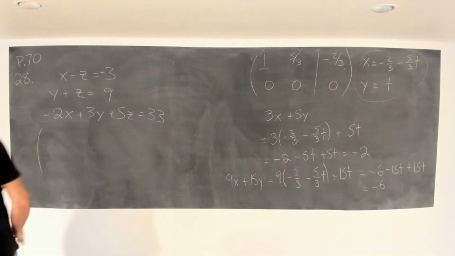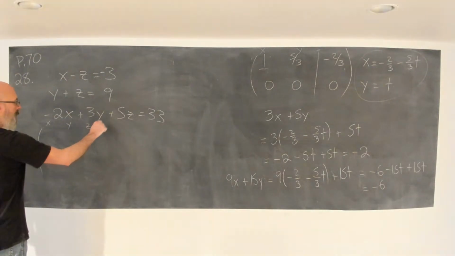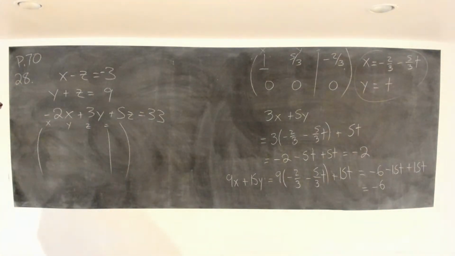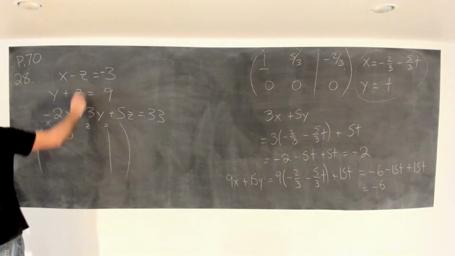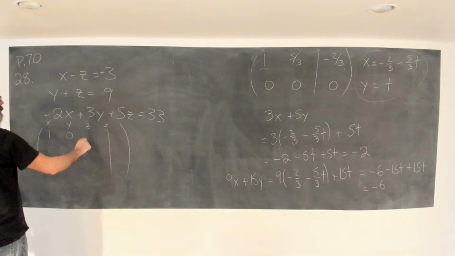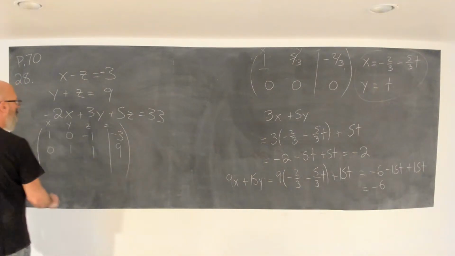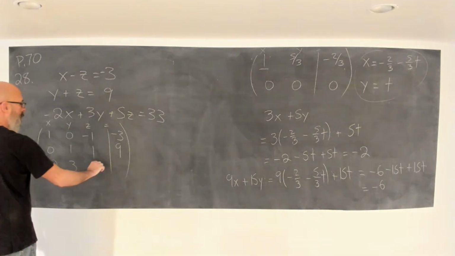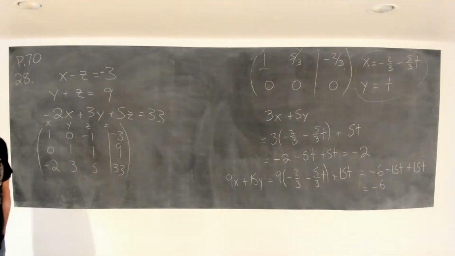We'll reserve the first column for the x's, second column for the y's, third column for the z's, and fourth column for the constants. So 1x plus 0y is equal to minus 3. 0x plus 1y plus 1z is equal to 9. And minus 2x plus 3y plus 5z is equal to 33.